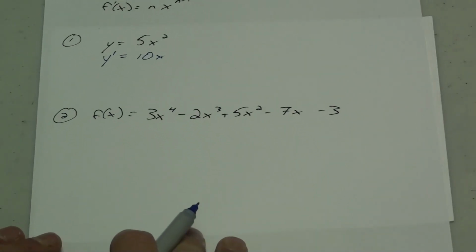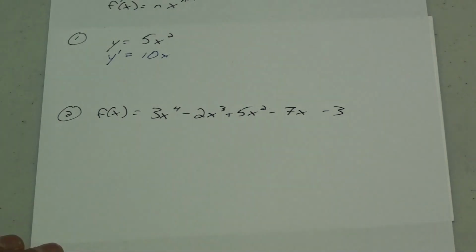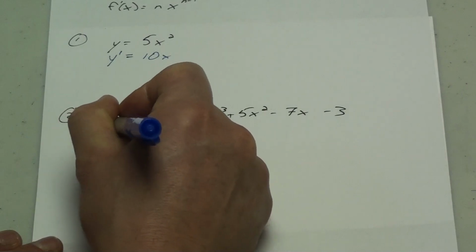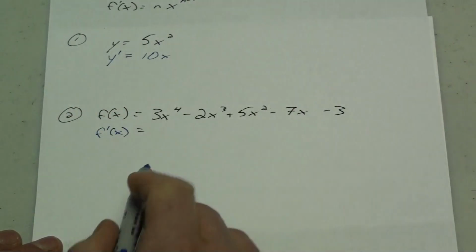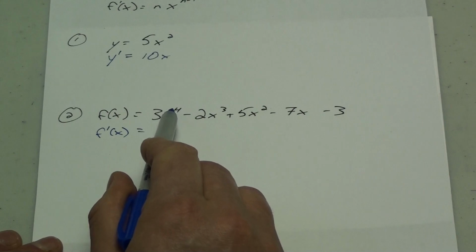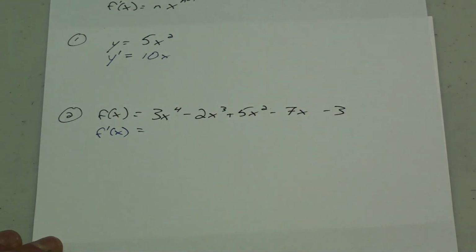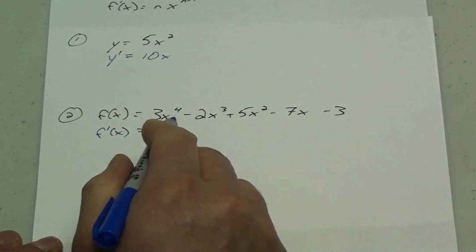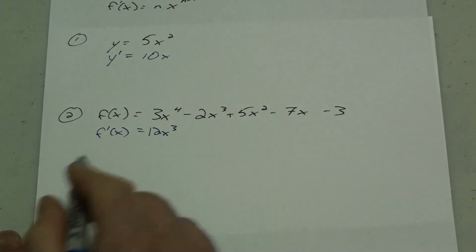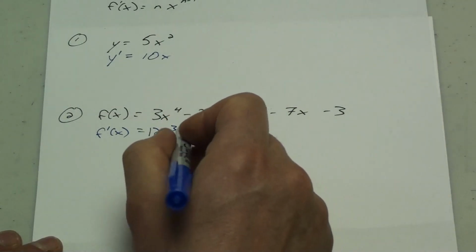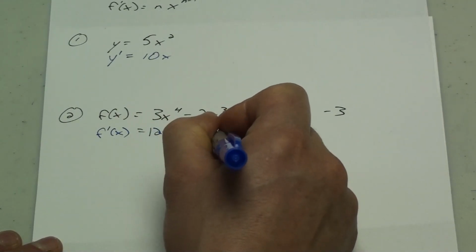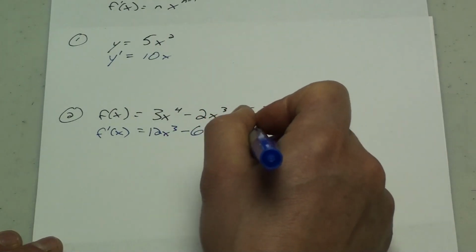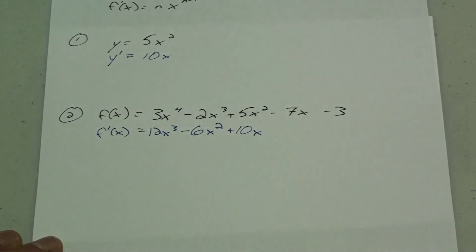If I have a larger one, I'm going to take each individual term and do it one at a time. So f prime x equals, and then I multiply my exponent by the coefficient and reduce the exponent by 1. Multiplying, 4 times 3 is 12, x, reduce the exponent by 1, squared. Multiply and reduce again: negative 6 times 2 becomes negative 12x. Multiply, reduce the exponent by 1, just 10x.